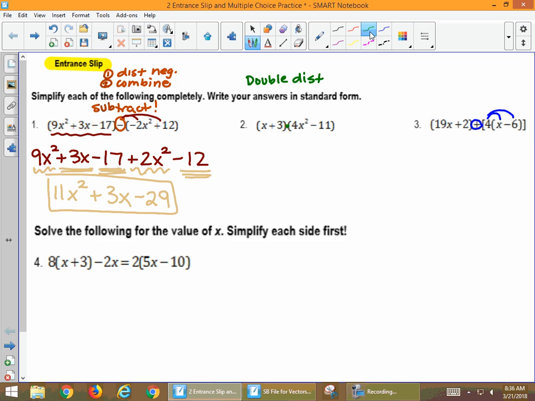Okay, double distribute. So I'm going to take the x and distribute it to the 4x squared and the negative 11. So x times 4x squared, remember when we're multiplying and we have the same base, we add our exponents. x times x squared, 4x to the third. It's because there are just parentheses there in the middle that tells you to multiply. x times negative 11 is negative 11x. I'm going to pause, ask a question if you have it. Okay.